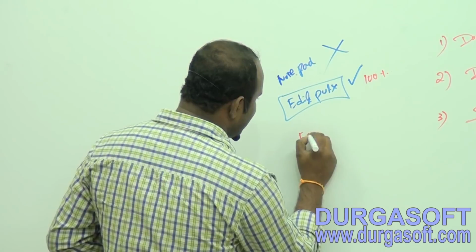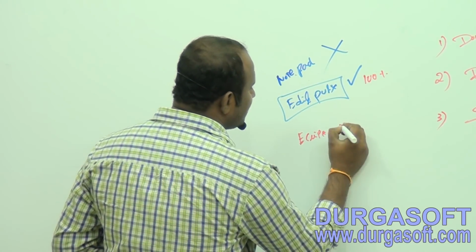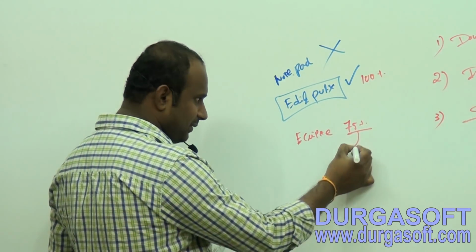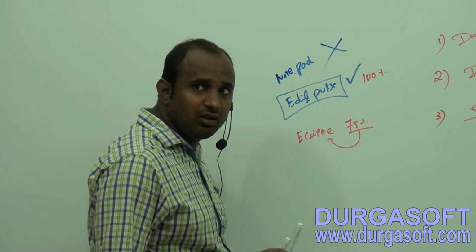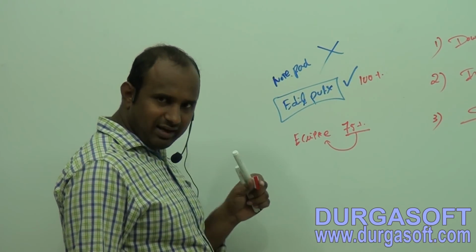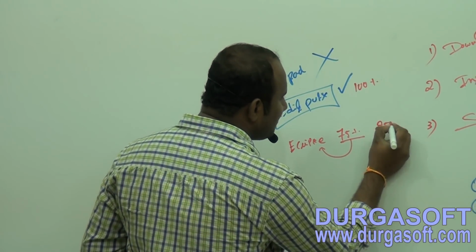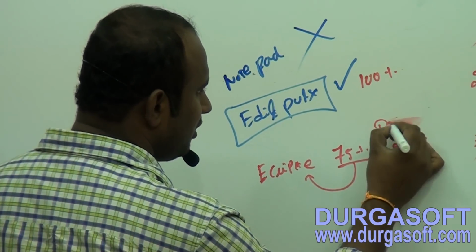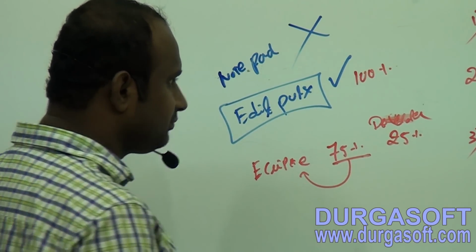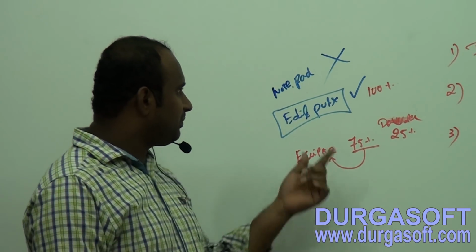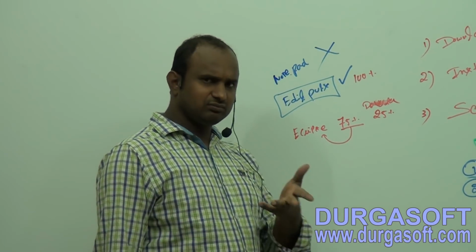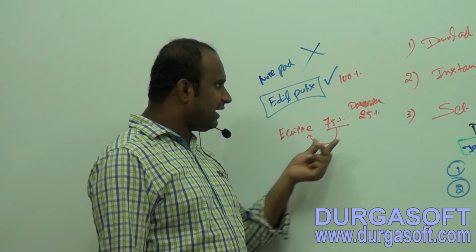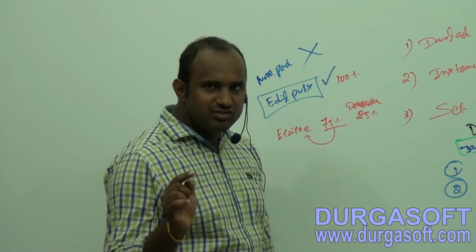And when we use the Eclipse IDE, 75% work is done by Eclipse IDE. How much percent work is done by Eclipse IDE itself? 75%. The remaining 25% work is done by the developer. So concentrate. When we use EditPlus, 100% work is done by the developer. When we use the Eclipse IDE, 75% work is done by the IDE, and the remaining 25% work is done by the developer.